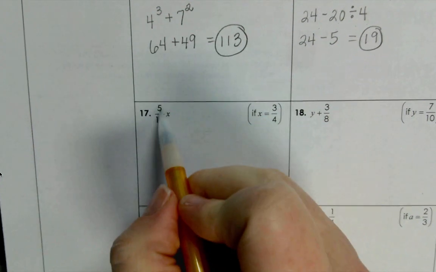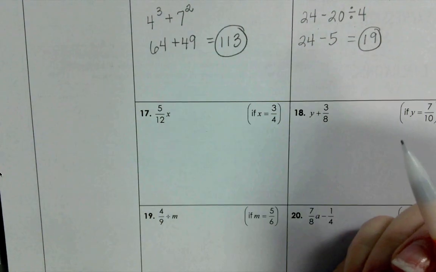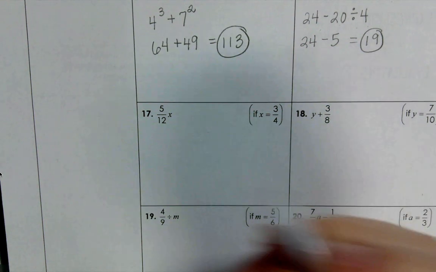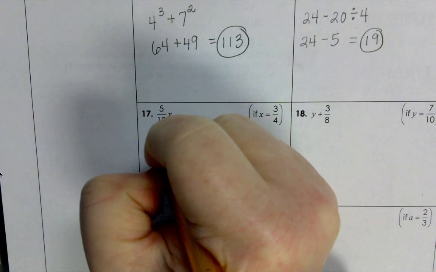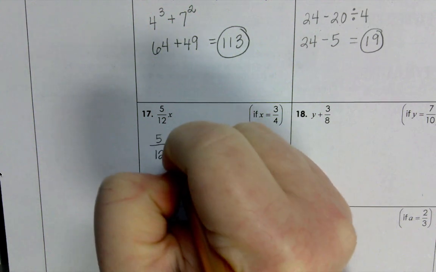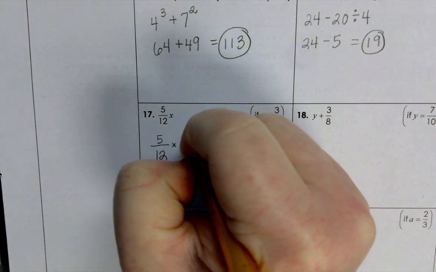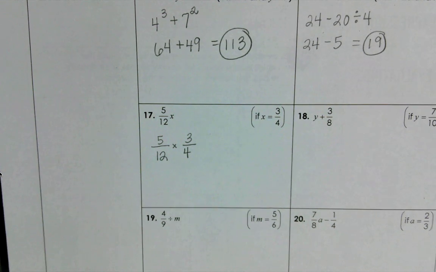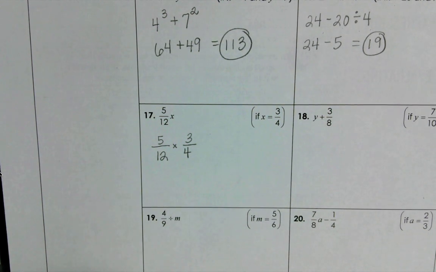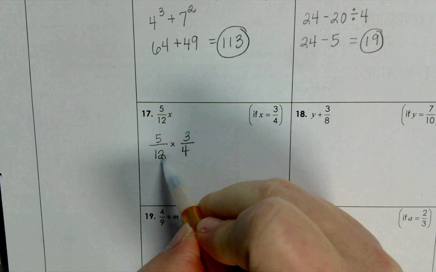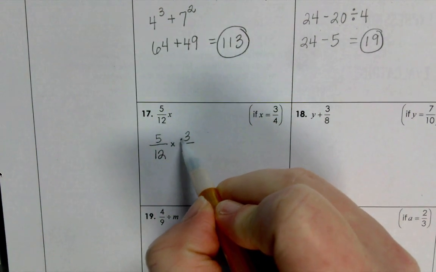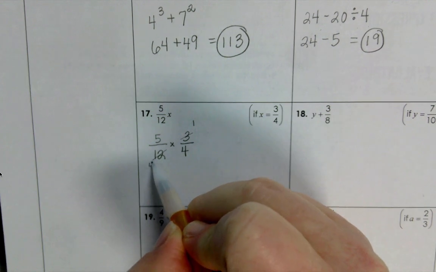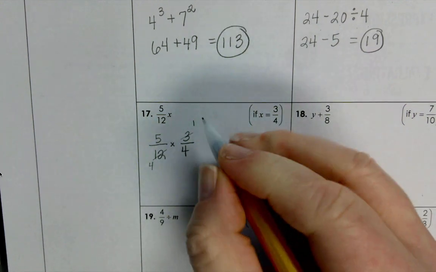Now I have 5 over 12 times x. If x equals 3/4, oh, how dirty is that? We have fraction multiplication. So times 3/4. Now, y'all, we can cross simplify the mess out of this. So the greatest common factor of 12 and 3 is 3. So 3 divided by 3 is 1. 12 divided by 3 is 4. Now, we can multiply across.